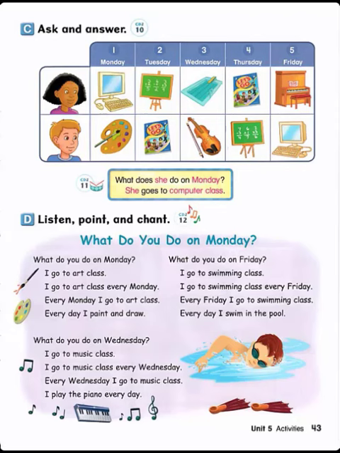Number 2. Tuesday. What does she do on Tuesday? She goes to math class. What does he do on Tuesday? He goes to English class.